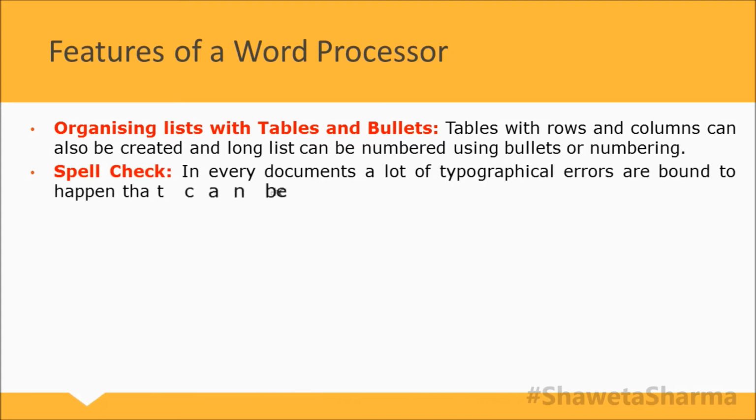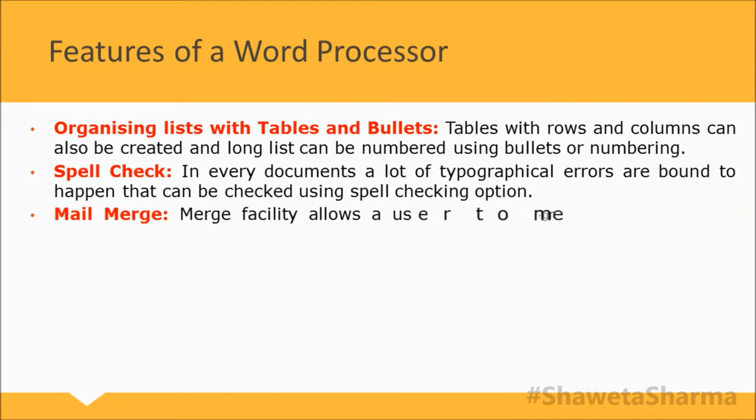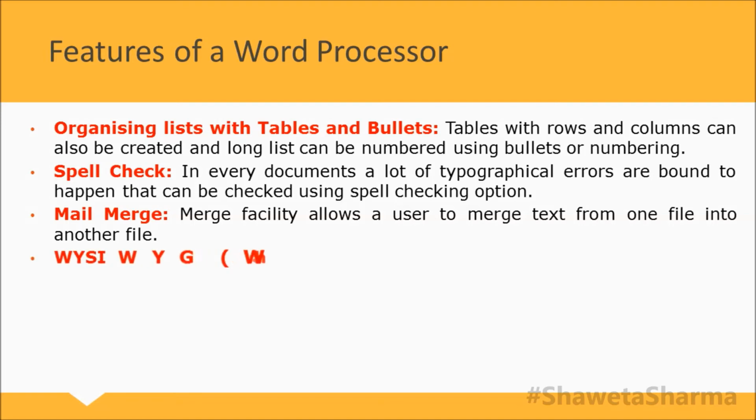So seventh one is spell check. In every document, a lot of typographical errors are bound to happen. That can be checked using the spell checking option. Next one is mail merge. This merge facility allows a user to merge text from one file into another file.